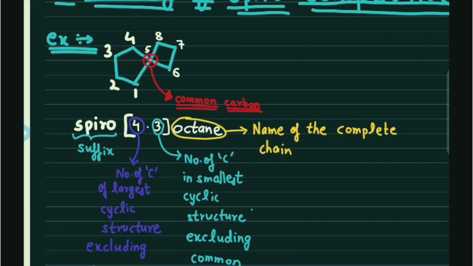So it contains 1, 2, 3, 4 carbons except for the common carbon. So I've written 4. Now put a dot. Now the second carbon ring contains 3 carbons excluding the common carbon. Write 3. Then a total of 8 carbons are there. So the word root I will use is oct, and all single bonds, so ane. If it contains any functional group or something else, the name goes longer and follows the same rule as discussed previously.